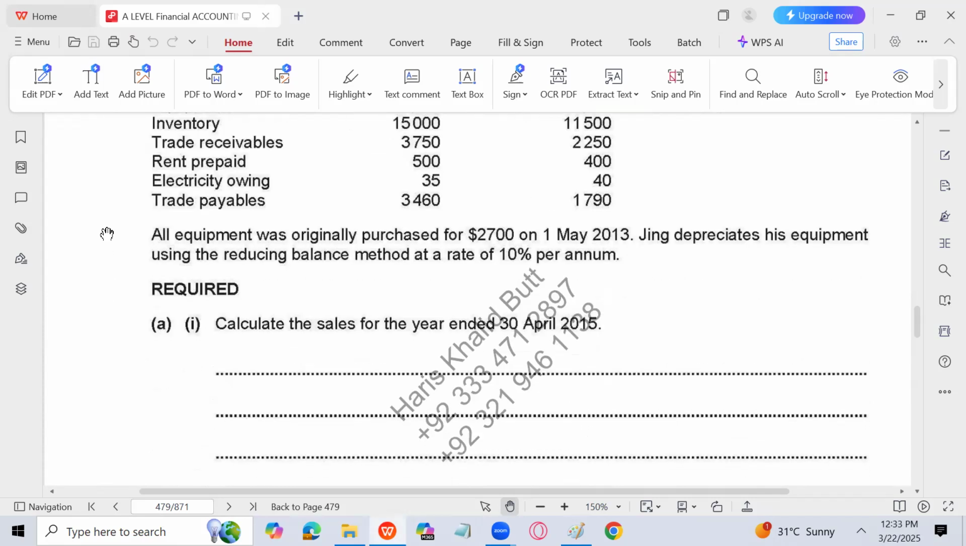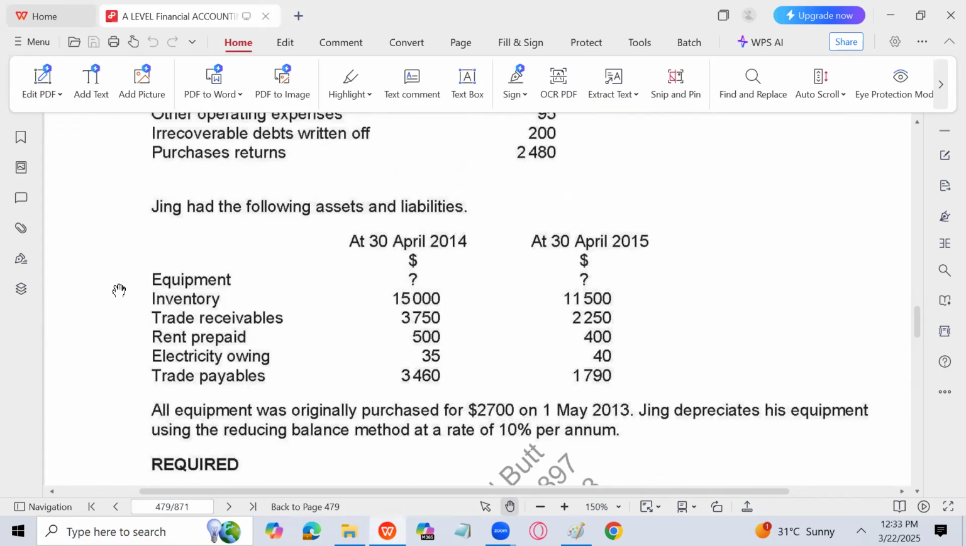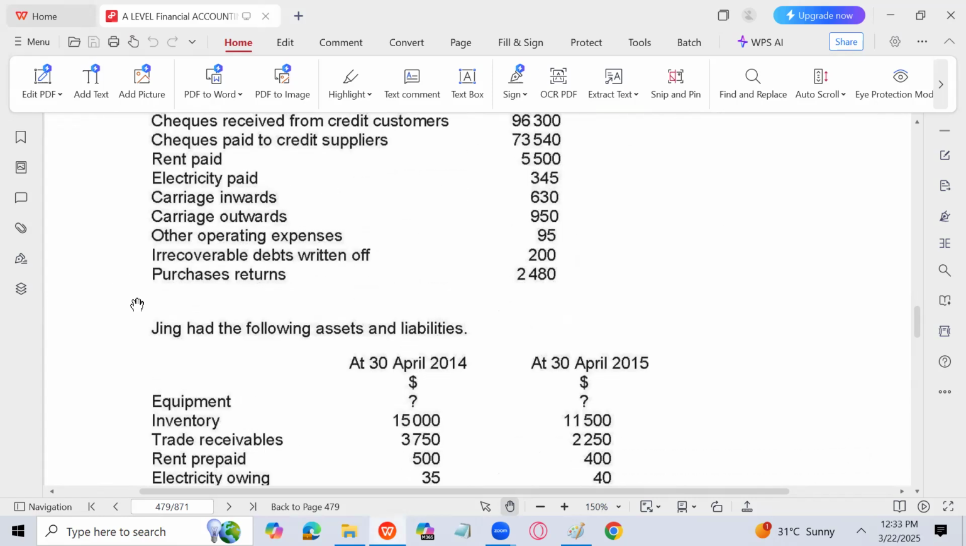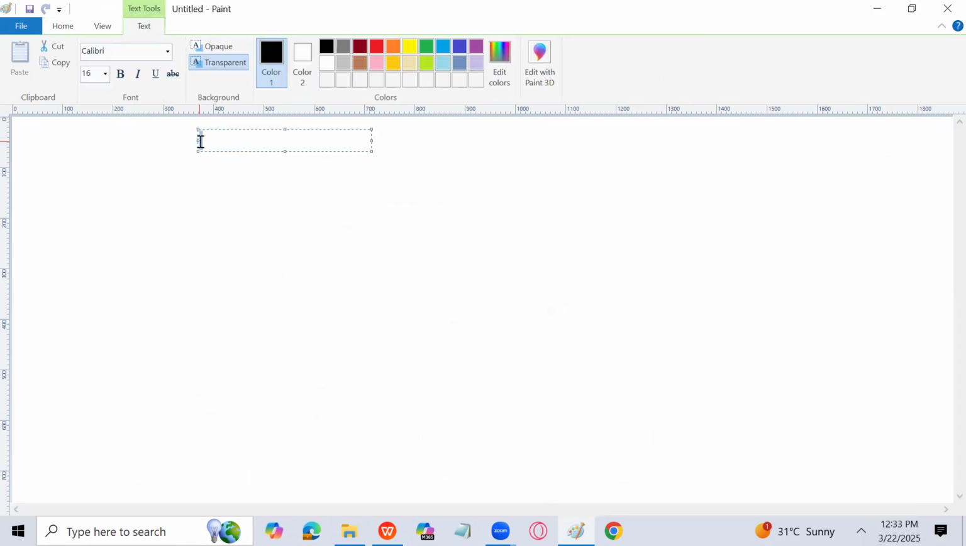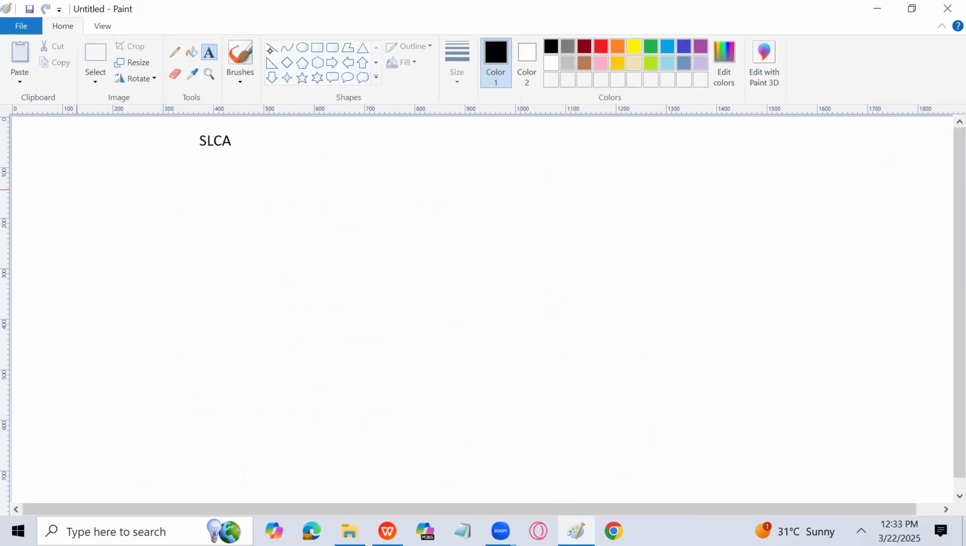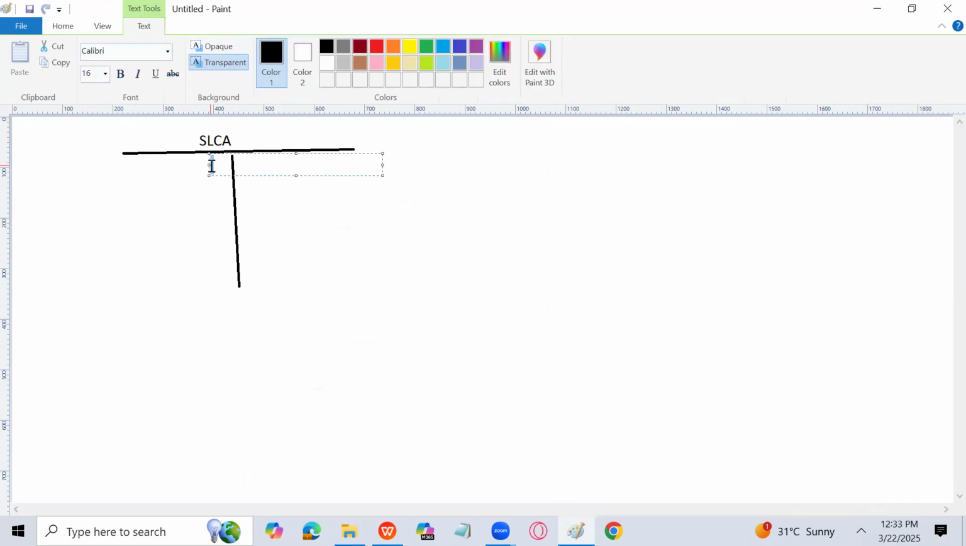Okay. So first of all, the examiner has asked us to calculate the sales. So how are we going to find sales? We know that we are solving an incomplete records question, so sales are not given. You have to find sales. And how do we find sales? We have to prepare a sales ledger control account in order to find credit sales. If cash sales are not given in the question, we don't need to find cash sales. But we have to prepare the sales ledger control account to find credit sales.